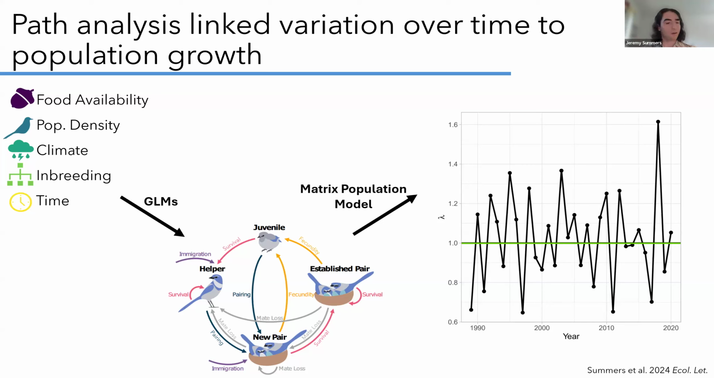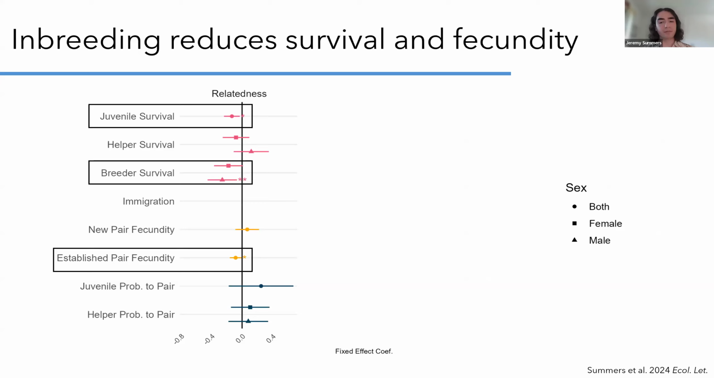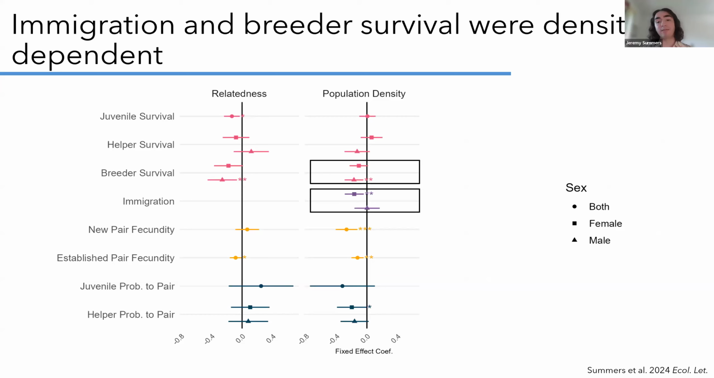Looking at the results of those generalized linear models, we found that juveniles and male breeders that were more inbred had lower survival, and more closely related experienced breeding pairs had lower fecundity, matching previous results that found inbreeding depression within our population. I also found density dependence in both male breeder survival and female immigration, indicating that density dependence could play a role in stabilizing the population as immigration declined.